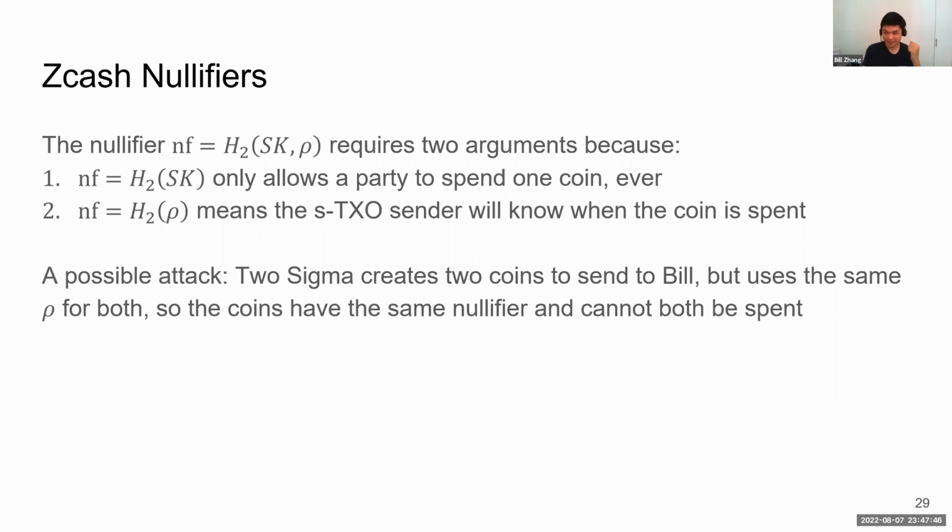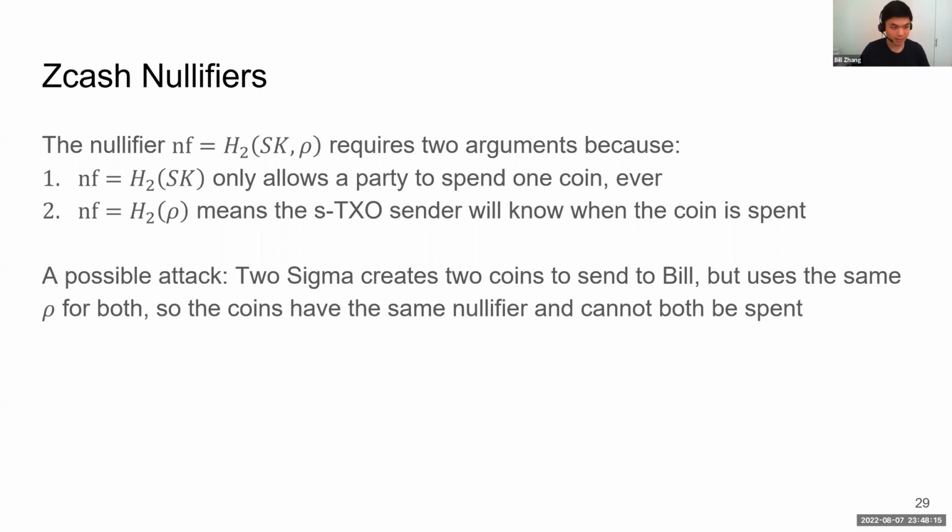If 2 Sigma uses the same randomness for both coins, then the coins are going to have the same nullifier. And that means I cannot spend both these coins, because once I submit one nullifier for the first coin, if I try to submit a nullifier for the second coin, the blockchain is going to check and say, oh no, this nullifier already exists in our list. But it's not because I spent the second coin, it's just because 2 Sigma used the same randomness for both coins. So that is still a possible attack vector: if one party is trying to send the other party multiple coins, they could try to use the same randomness for all the coins being sent.